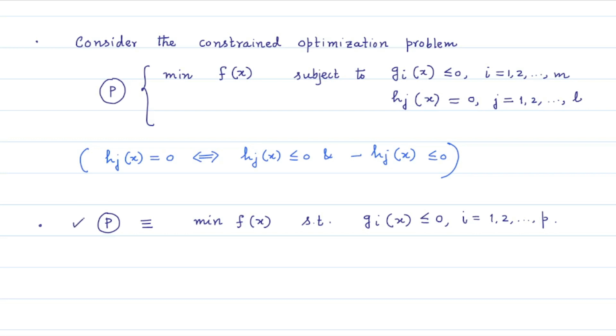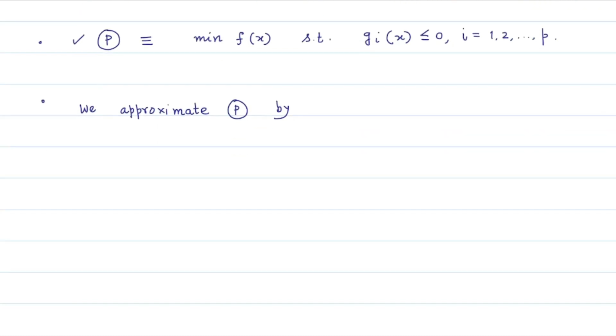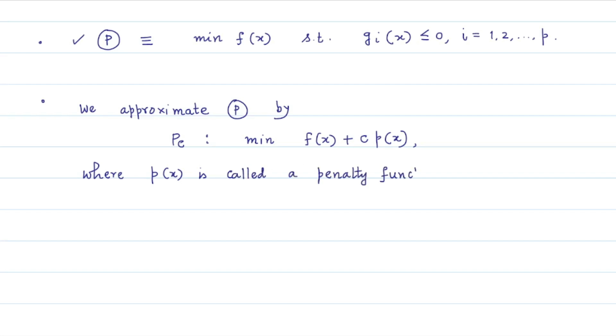Now to solve this problem P, we approximate the problem P by an unconstrained problem. We consider minimization of the objective function f(x) plus c times a function of the constraints, let's suppose p(x), where this c is a scalar quantity called a penalty parameter, and this function p(x) is called a penalty function. Here we must not be confused with this small p with the number of constraints, or better let me revise this p by some number q.